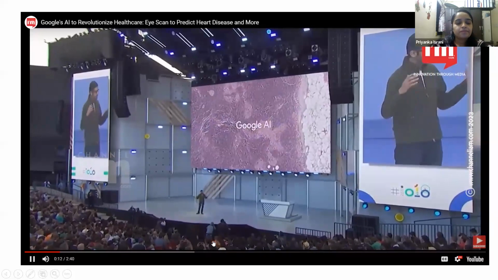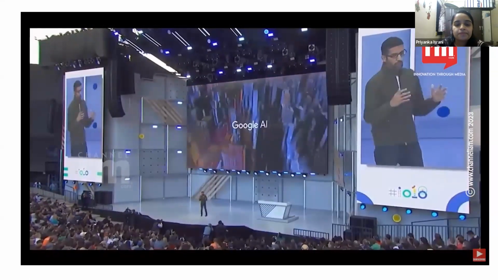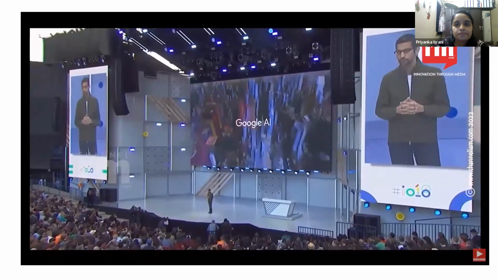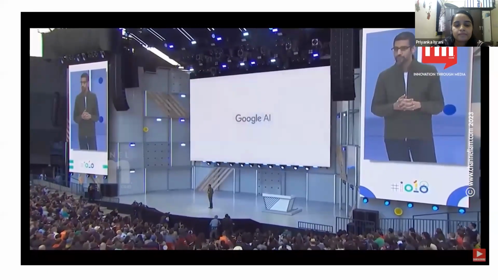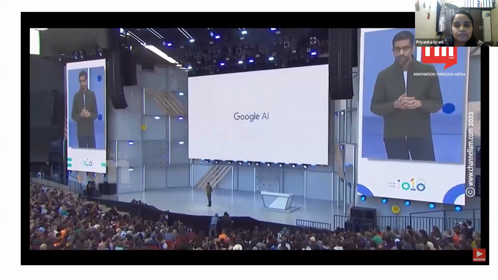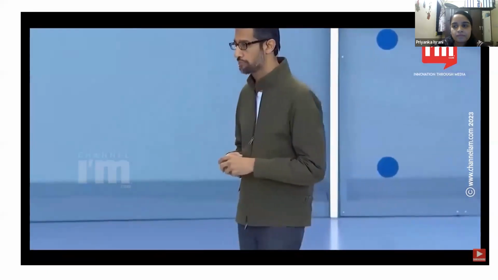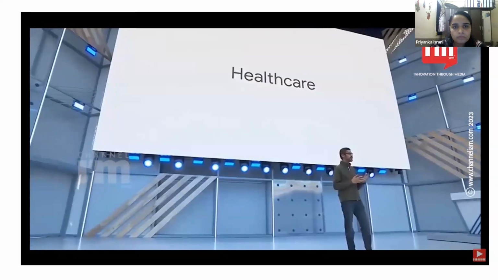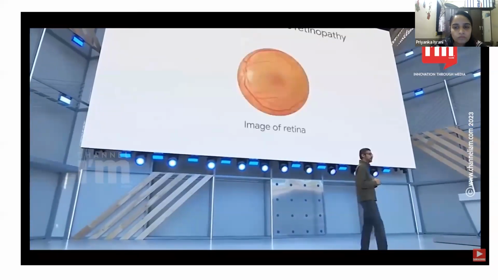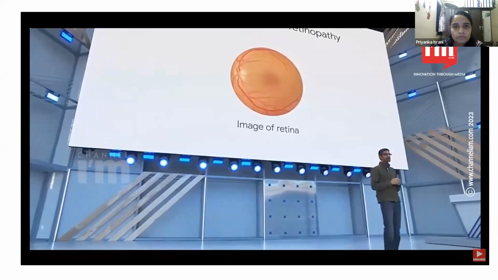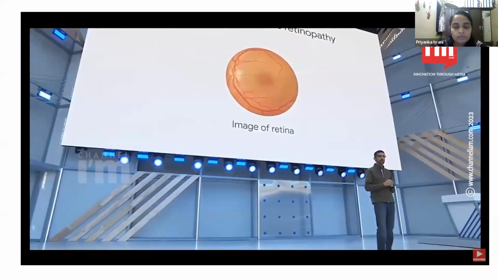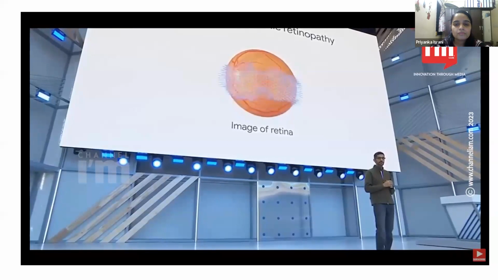And we want this to work globally, so we are opening AI centers around the world. AI is going to impact many, many fields, and I want to give you a couple of examples today. Healthcare is one of the most important fields AI is going to transform. Last year, we announced our work on diabetic retinopathy, which is a leading cause of blindness, and we use deep learning to help doctors diagnose it earlier.